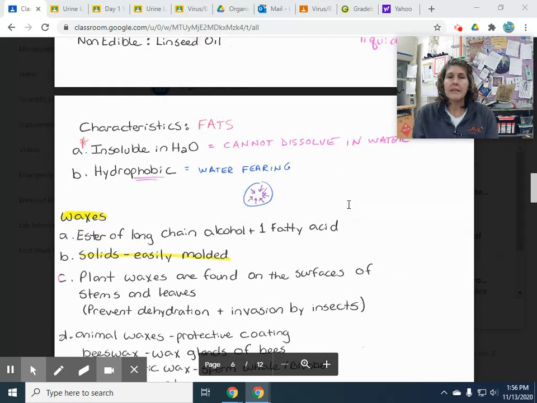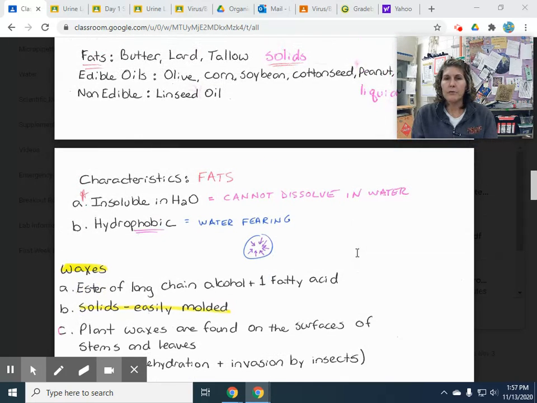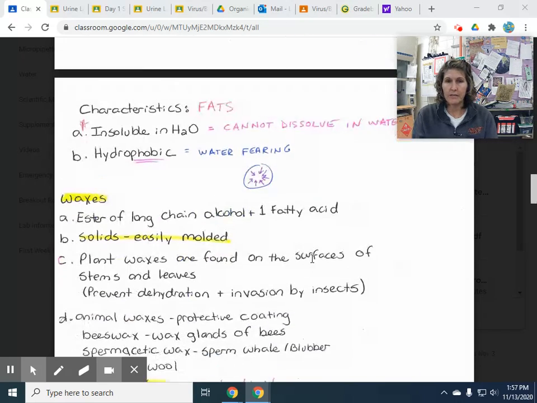Some characteristics of fats: they are insoluble in water, which means they don't dissolve. You can't put them in there and they're just going to kind of break apart. If you take sugar and kind of mix it with water, yeah, they're going to start to break apart. However, these guys are hydrophobic. They have a fear of water and they will not dissolve.